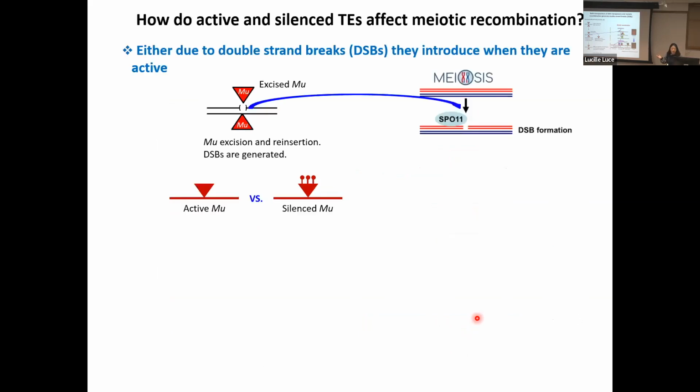I wanted to check how active and silent transposons affect meiotic recombination. The first one is due to double-strand breaks when they are active. For example, if you have an active transposon here, then you have a silent transposon. When this transposon jumps out, it creates double-strand breaks. Can these breaks be used to form more crossovers or not?